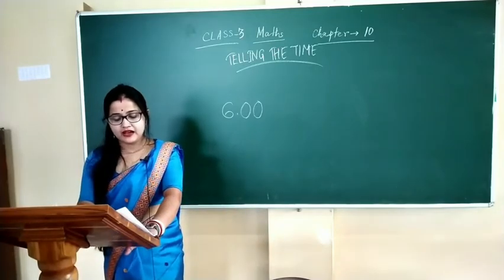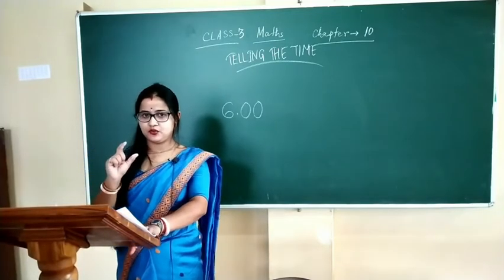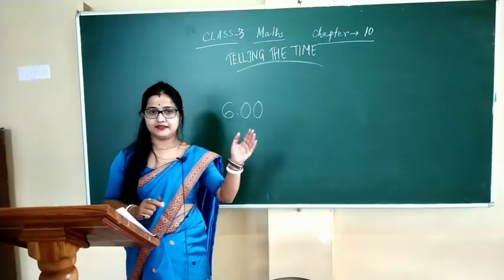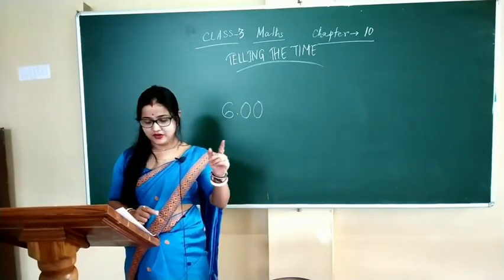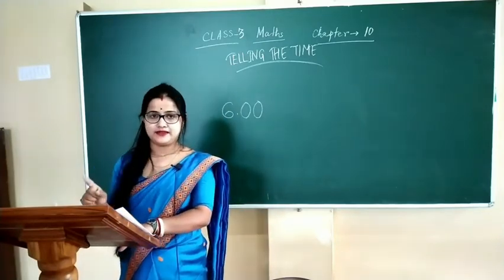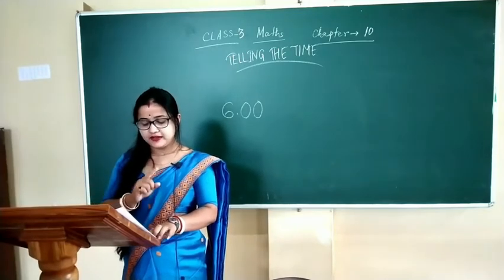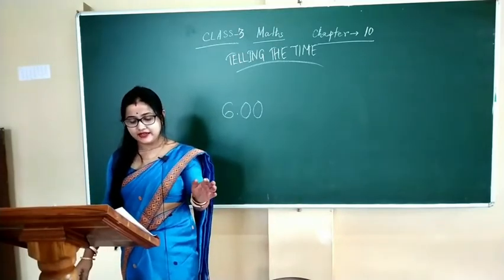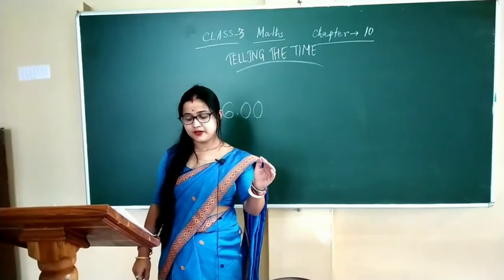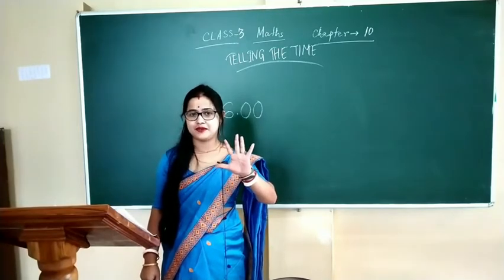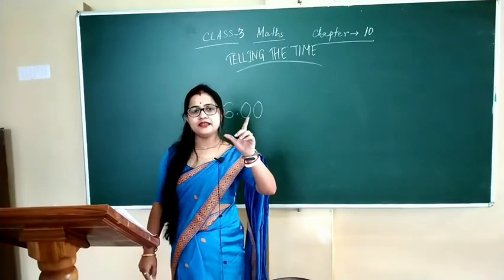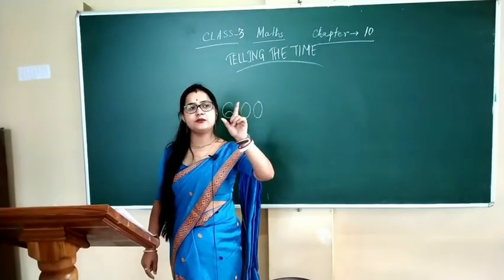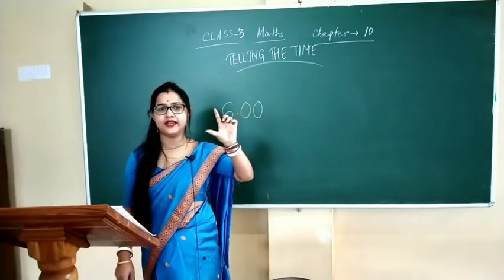Now see, when the hour hand, the short one, moves from one number to the other, then 1 hour passes. Clear? The minute hand, which one is the minute hand? The long one, isn't it? When the minute hand moves from one number to the other, 5 minutes pass. Clear? And when the hour hand moves from one number to the other, an hour passes.